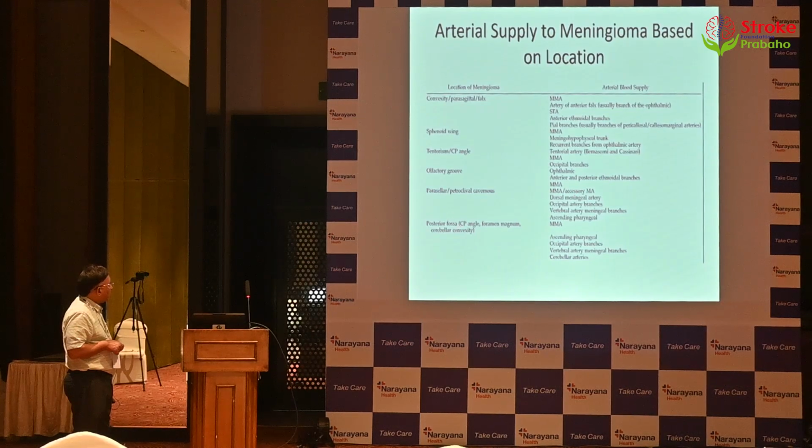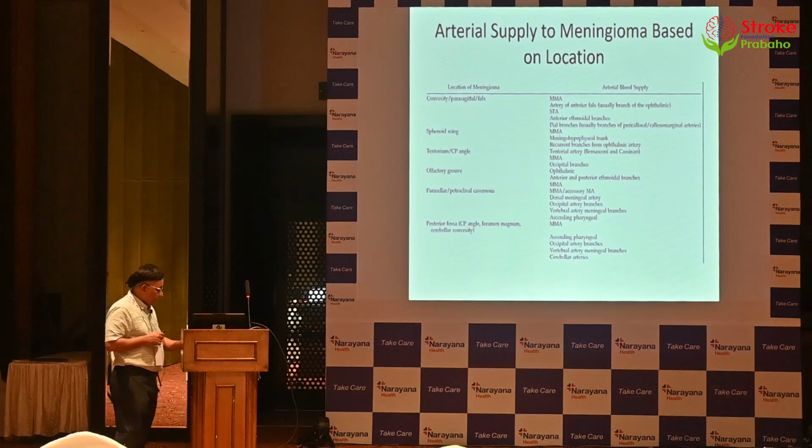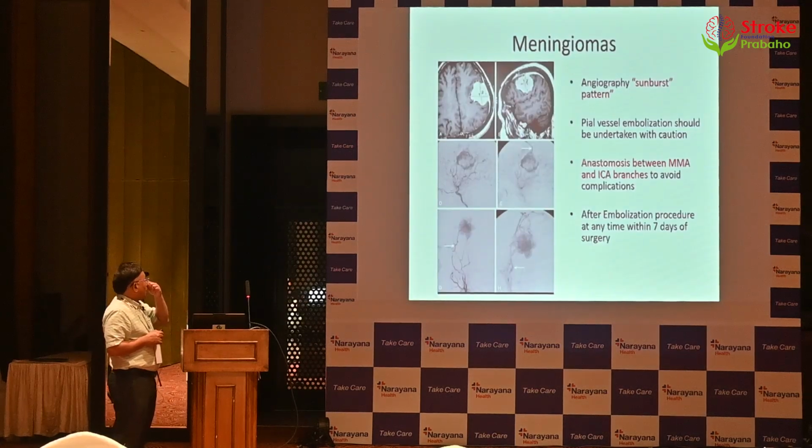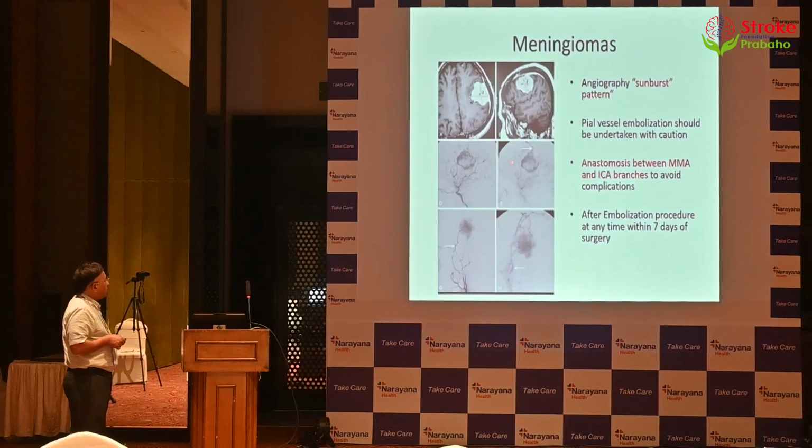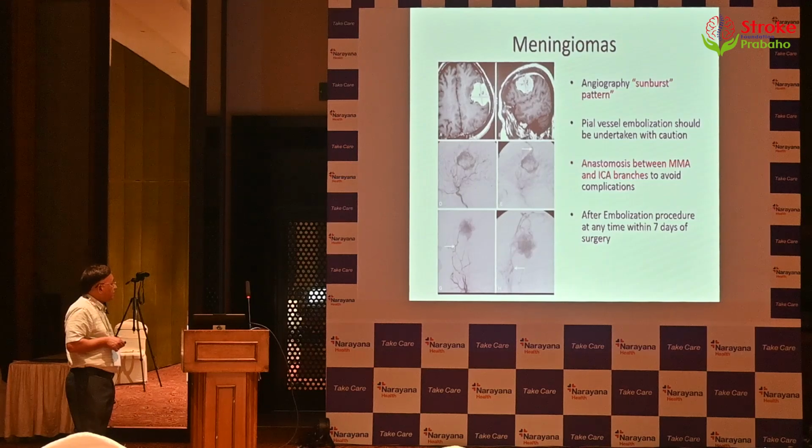And the posterior fossa ones are not commonly supplied, but they can be supplied by the middle meningeal artery, also along with ascending pharyngeal, occipital, vertebral artery and the cerebral arteries. Meningioma has a classical angiographic pattern, what we call a sunburst pattern. And pial vessel embolization should be taken with very much caution because there may be chances of deficit. And we must remember anastomosis between the middle meningeal artery and intracranial arteries to avoid complications.